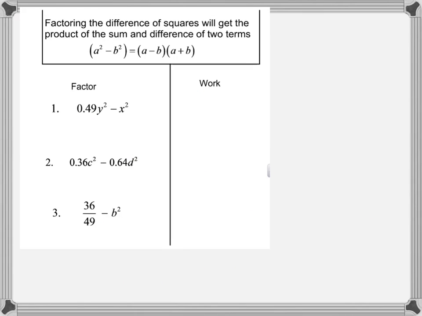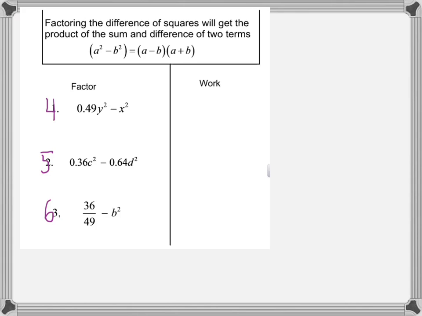Okay. Now we have 3 more examples. I should have labeled them 4, 5, and 6 here because they're the 4th, 5th, and 6th example in this lesson. Okay, so that should be 4, that should be 5, and that should be 6.